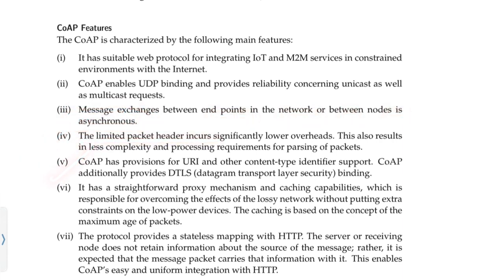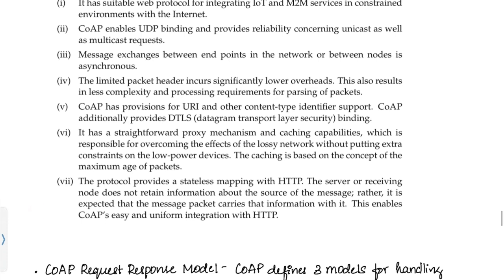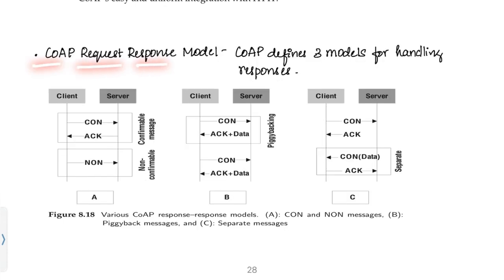Then it has provisions for URI, and a content type identifier is used here. It additionally provides DTLS, Datagram Transport Layer Security binding, from a security perspective, and it has a straightforward proxy mechanism and caching capabilities responsible for overcoming the effects of lossy networks without putting in extra effort. This protocol uses stateless mapping with HTTP. Again, as we have discussed, we know this CoAP request-response model.